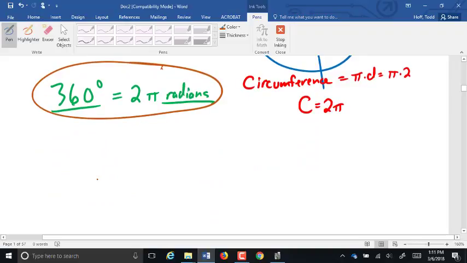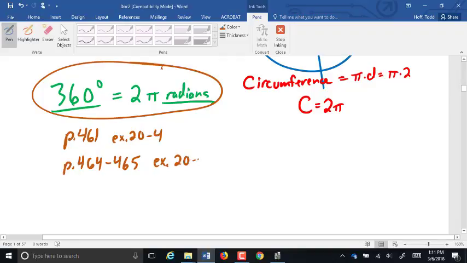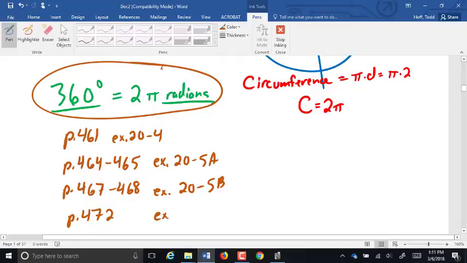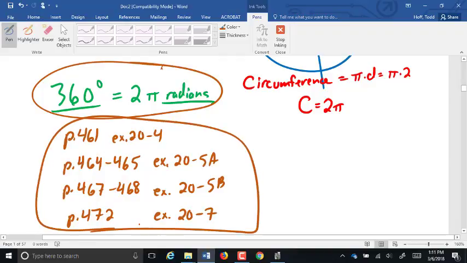For now, I'm going to have you guys work out of your packet. Page 461, exercise 20-4. Actually, I believe this is in your textbook as well. On page 464 through 465, exercise 20-5A. Page 467 through 468, exercise 20-5B, and page 472, exercise 20-7. What's that? I'll hold off till tomorrow.